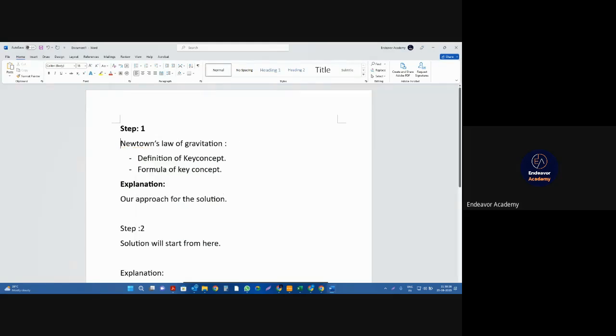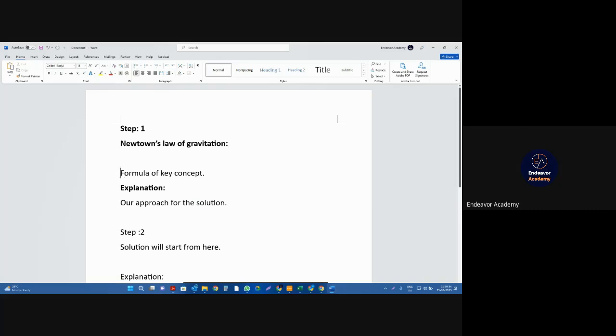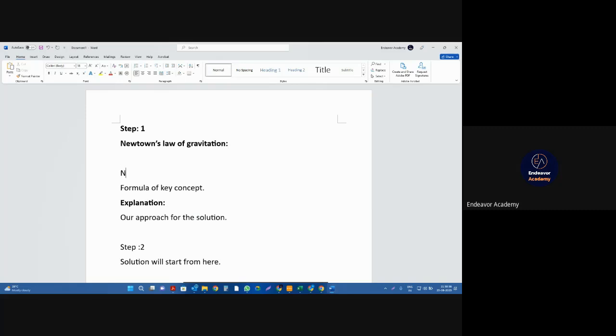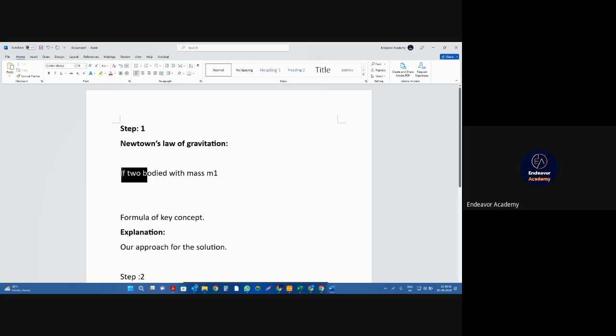After writing the key concept, I will just bold it. Now from the second line, I will start the definition of the key concept. So here I will explain what Newton's law of gravitation is. Here I can mention that if two bodies are given, two bodies with masses m1 and m2, or anything like that. I'm not a physics expert, so you can write the definitions as per your own words. So I will provide the definition of Newton's law of gravitation.